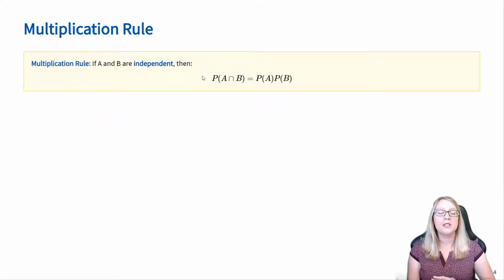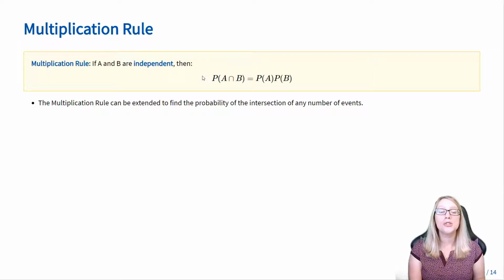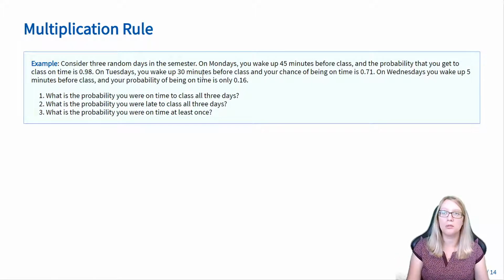Now, from independence, we can get to the multiplication rule, which is an incredibly useful tool for finding probabilities of independent events occurring simultaneously. So let's say that we have two independent events, A and B. The probability that both occur, the probability of A intersect B, is the probability of A times the probability of B. This extends, so if we have a third event, a fourth event, a fifth event, we just continue to multiply. So, as you can imagine, this rule is incredibly useful for finding probabilities of multiple events occurring at once.